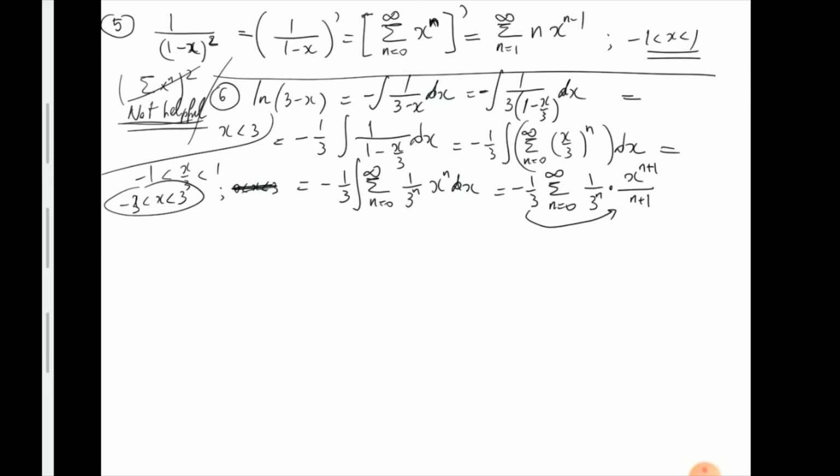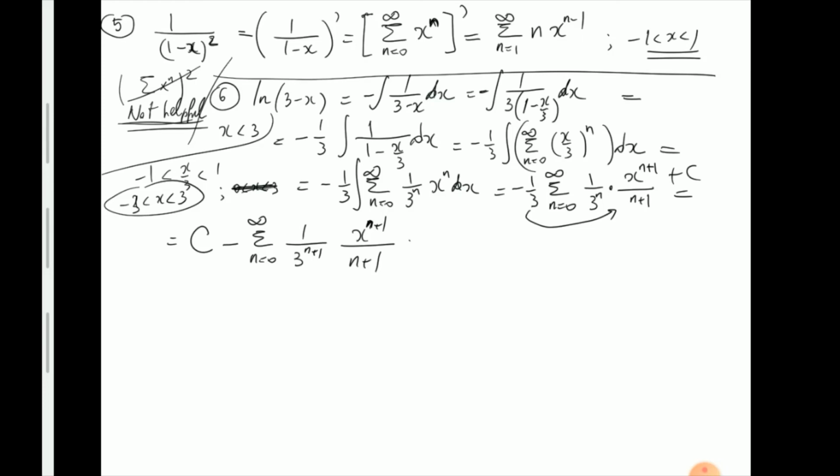Finally, you can bring inside minus 1 over 3, plus the constant. I forgot the constant from the integral. So it's going to be just the constant of integration minus the summation from 0 to infinity, 1 over 3 to the n plus 1, with the 3 from outside the summation, x to the n plus 1 over n plus 1.